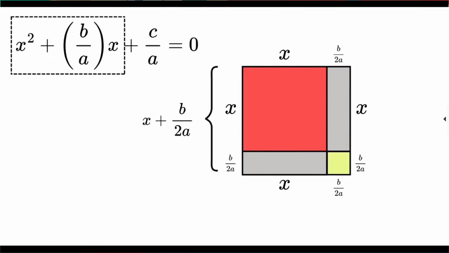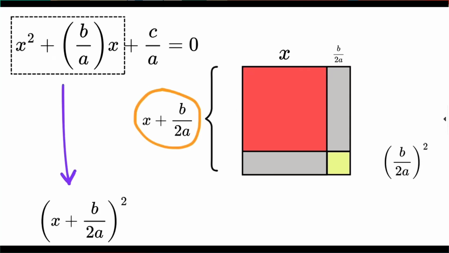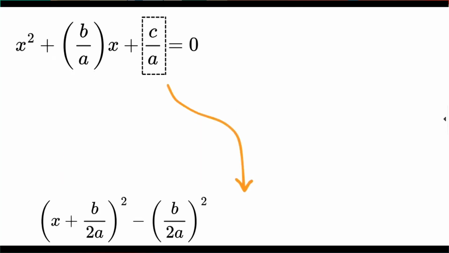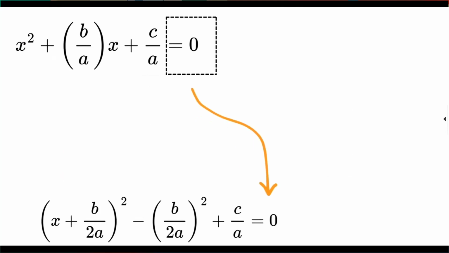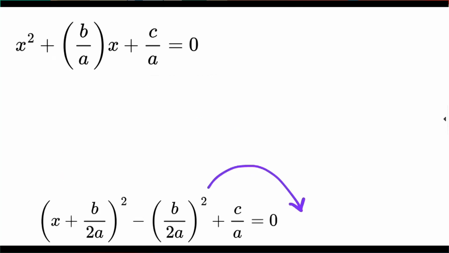Now the total area of this, we can see, is x plus b by 2a whole square. So now we are coming over here, x plus b by 2a whole square. This is the side of this whole square having the area x plus b by 2a whole square. Now subtracting b by 2a whole square and adding c by a to it, this is giving us 0 again.